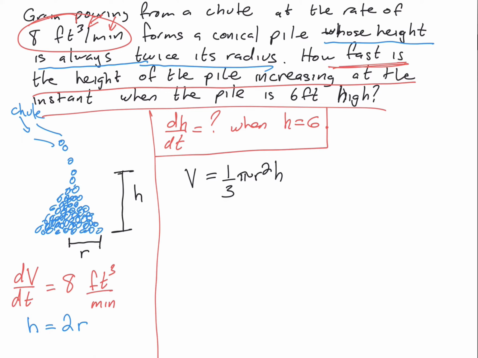But you have some important information. What is it? H equals 2R, exactly. See, over here, you were told that H equals 2R. So that means that you can replace R with H or H with R, whichever one seems more convenient. So which one should we replace?